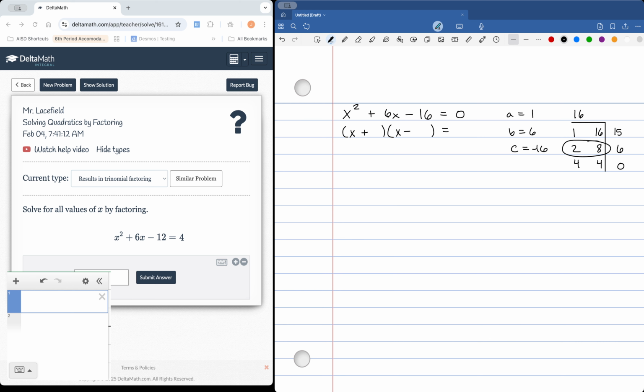8 is the bigger factor, b is positive, so 8 needs to be the plus part. So x plus 8, x minus 2. And you set each of those to 0, looking at each factor individually, separately, as being equal to 0. How do I make x plus 8 go to 0? Well, that means x needs to be negative 8. And over here, x minus 2, how does it go to 0? Well, that means x would have to be 2. Okay, so we have two solutions. We have negative 8 and positive 2.